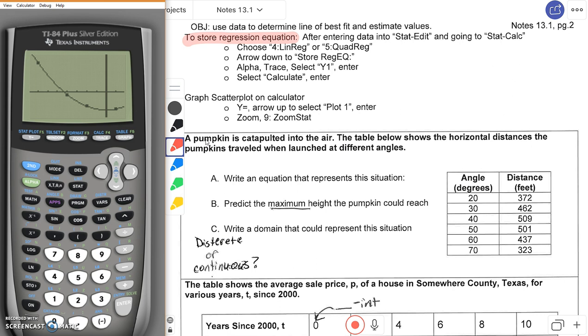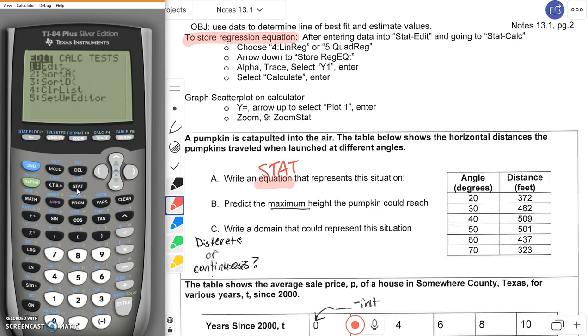So let's try to look at it. A pumpkin is catapulted into the air. Then the table below shows the horizontal distances the pumpkin traveled at different degrees. Write an equation that represents this situation. So if we're looking at an equation, I want regression. So I know that I have a table and I'm trying to get that equation. So I'm thinking stat.